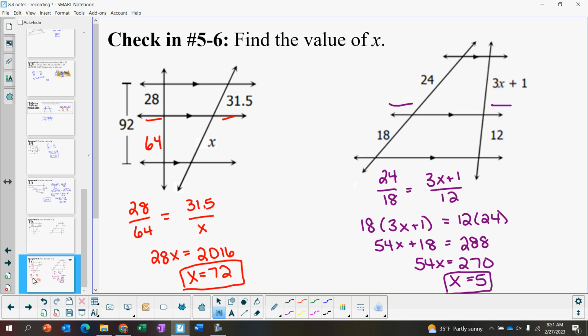All right, so for the first one, 92 minus 28 is 64. So we have 28 over 64 equals 31.5 over x. We get x is 72. For the second one, I have 24 over 18 equals 3x plus 1 over 12. Make sure I distribute that 18, and I get x is 5. And that is the triangle proportionality theorem.